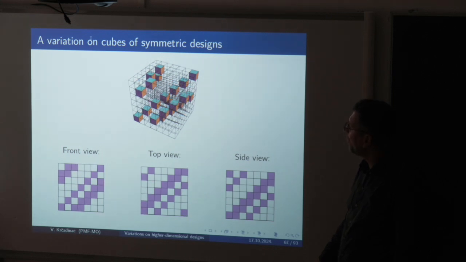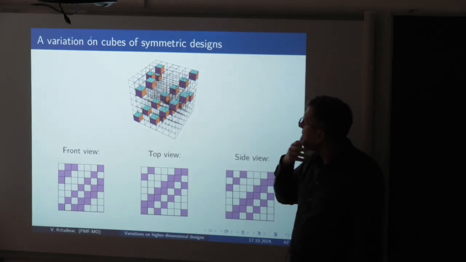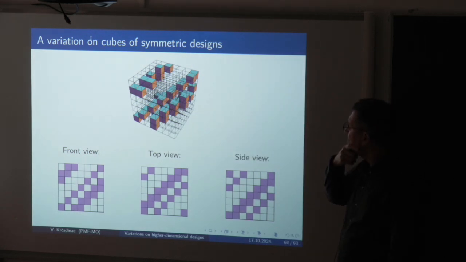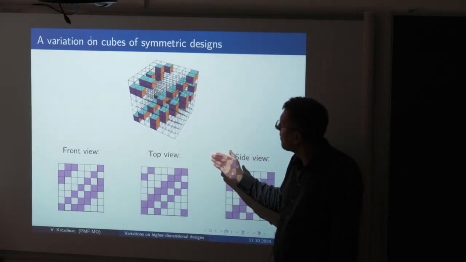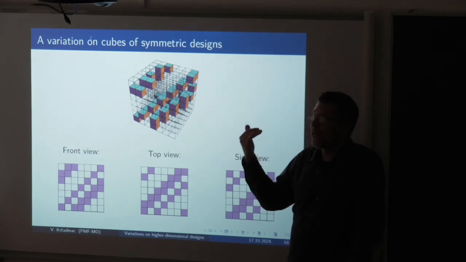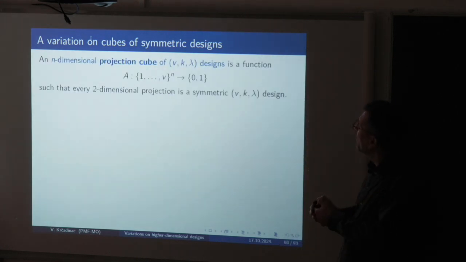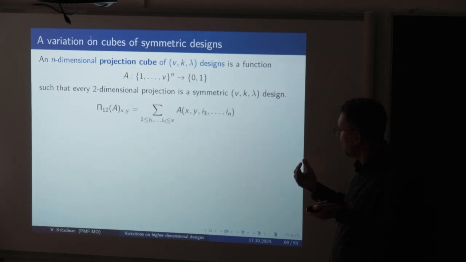You can do it in 2 non-isomorphic ways, and here you can actually put more incidences without changing. For the first one you couldn't, but for the second one you can put more ones without changing the 3 projections. So what is a projection? Well, this is already the definition of a projection cube. This is what we want. It's just an n-dimensional matrix of zeros and ones of order v, such that every 2-dimensional projection is a symmetric (v, k, lambda) design.